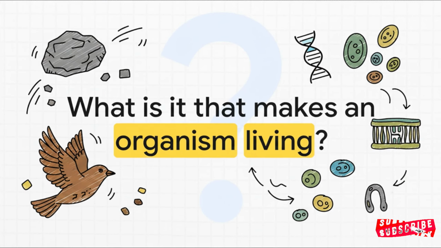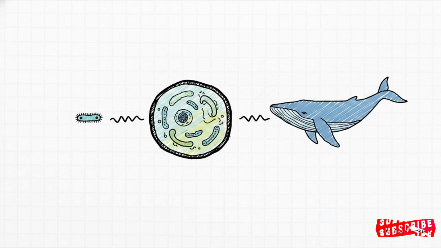So let's start with a really big question. When you look at a rock versus, say, a bird, you just know one is alive and one isn't. But what's the actual dividing line? What's the secret ingredient that a living thing has that an inanimate object just doesn't? Well, the answer is so simple, it's actually kind of profound. It's the cell. This one thing, this tiny organized package, is the basic unit of life.